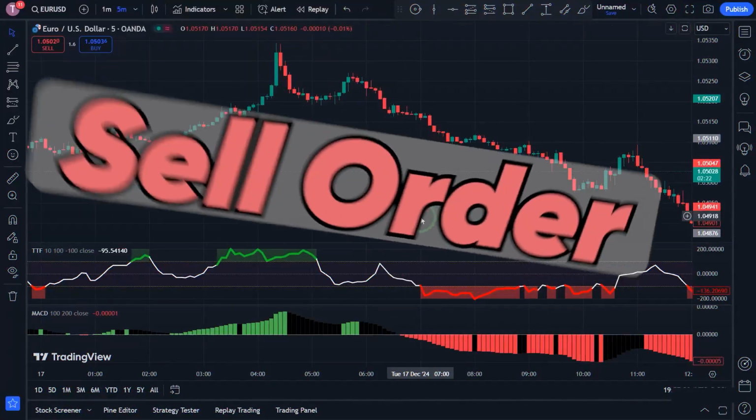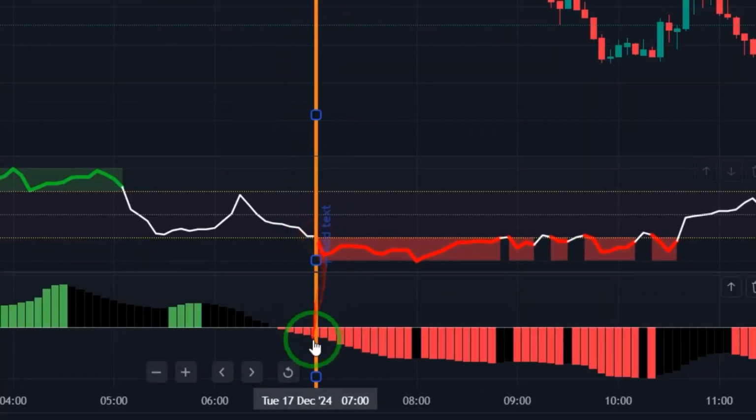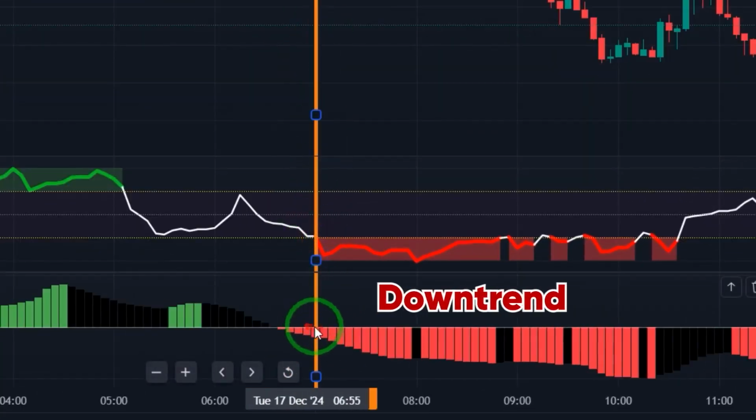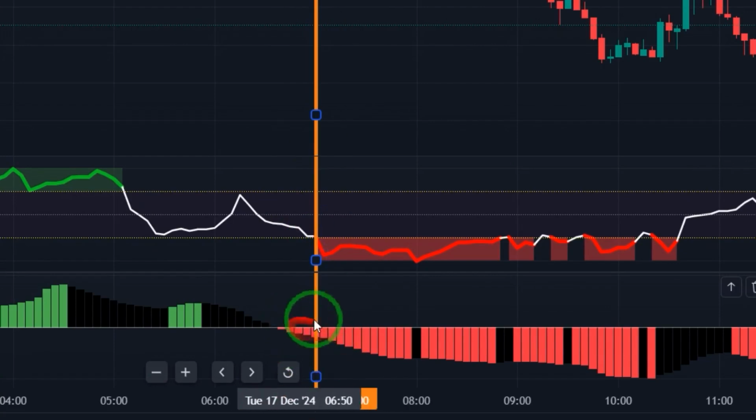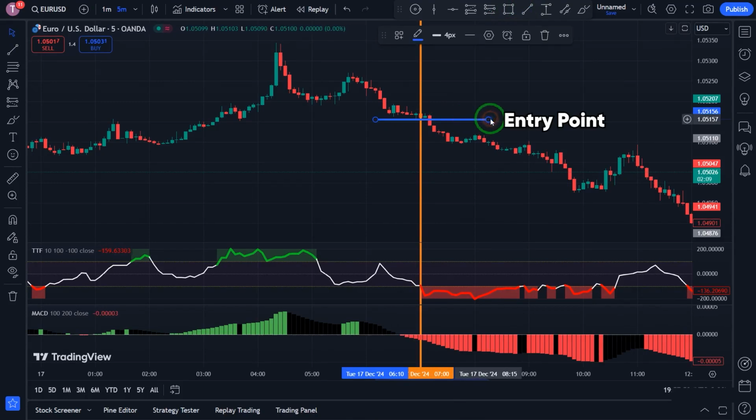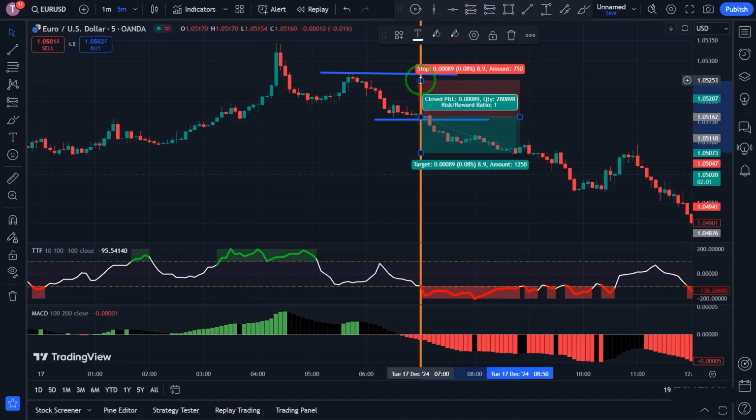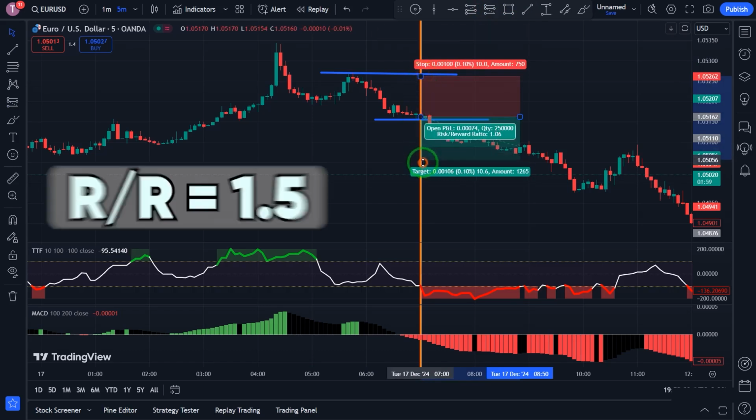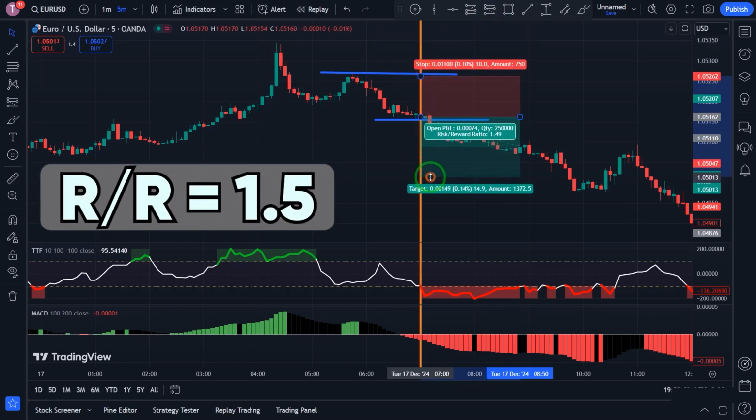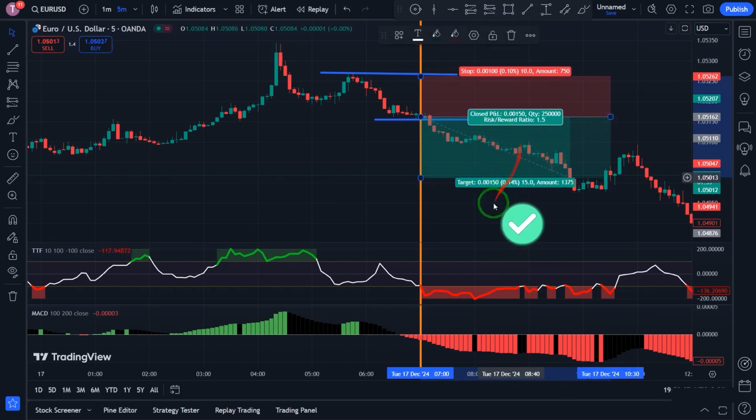For a sell order, we first need to look for a sell signal. After that, we need to make sure that we are in a downtrend, so we go to the MACD indicator. When we see these conditions, we understand that we have found a suitable entry point for the trade. Now we set our stop loss a little above the last swing high. Now we can enter the sell trade. For the take profit, we just need to set our risk to reward ratio at 1.5 and wait for the trade to close with a profit.